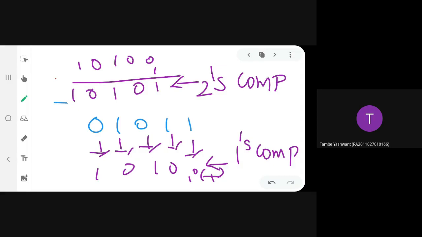Okay, so how will you obtain one's complement? By changing all zeros to ones and all ones to their complement zeros. So if you want to have a two's complement, you have to add 1 to the LSB of that number. Okay, so keep that in mind.